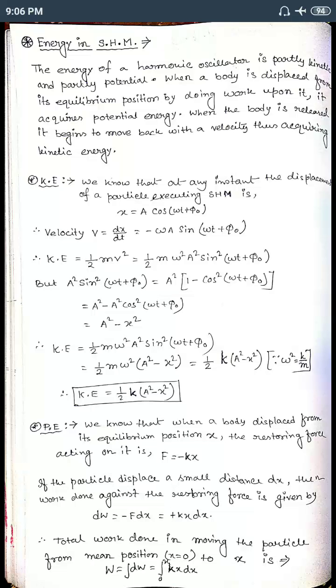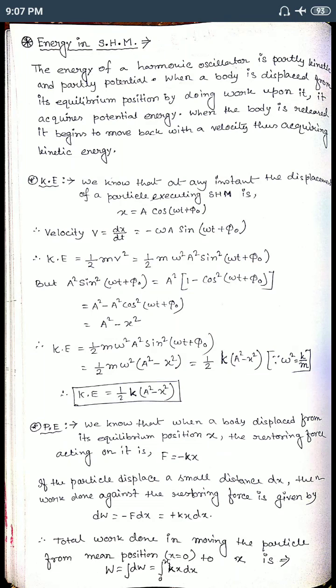In a simple harmonic oscillator, the total energy is the sum of kinetic energy and potential energy. Or you can say that it is partly kinetic energy and partly potential energy. When the body or object is displaced from its mean position or equilibrium position by doing work on it, the body acquires potential energy. And when the body is released, it begins to move back with a velocity, which gives kinetic energy.